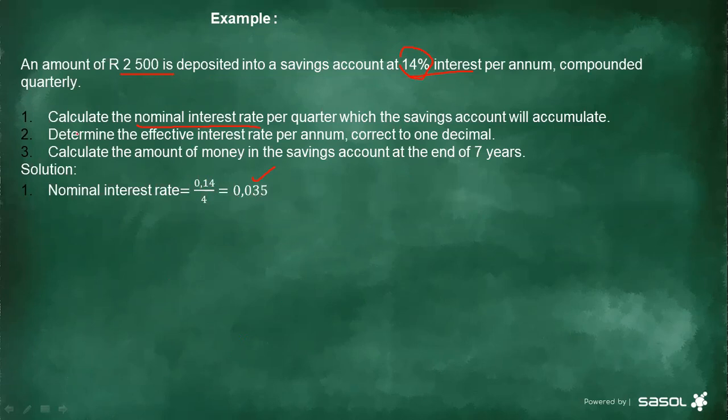The second question says determine the effective rate per annum correct to 1 decimal. Then now we write the formula where we are going to be calculating the effective rate. Now, this is the formula. The second step, you then substitute the I nominal rate, which was 0.14, and then M. Remember, M does not stand for number of years, people, but it stands for compound period, and then compound period is quarterly. Hence, we used 4, and then to the power of 4 there.